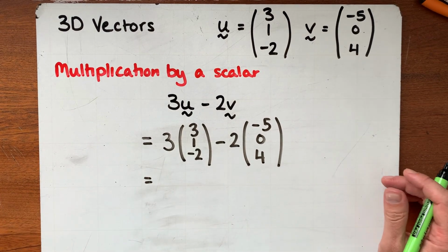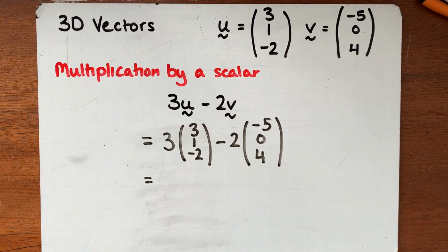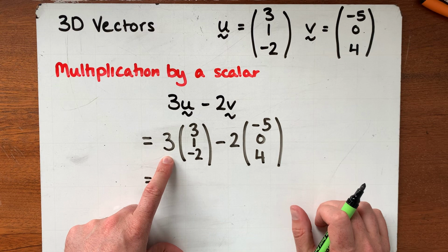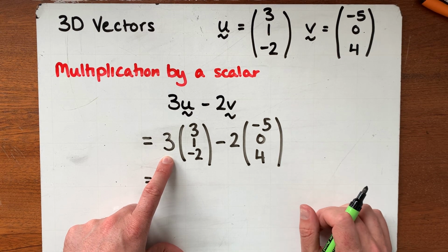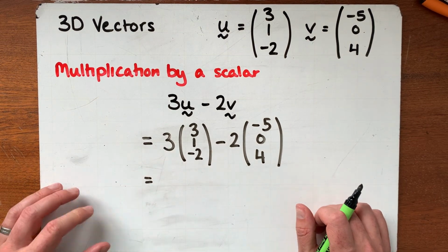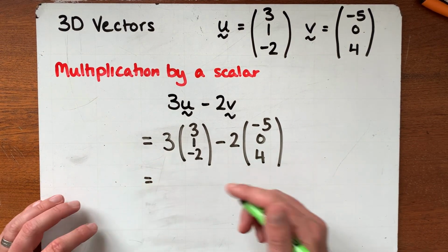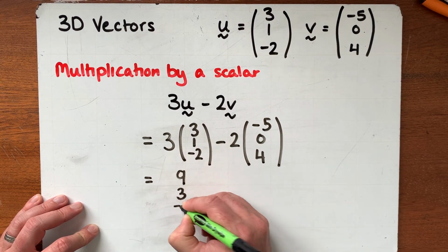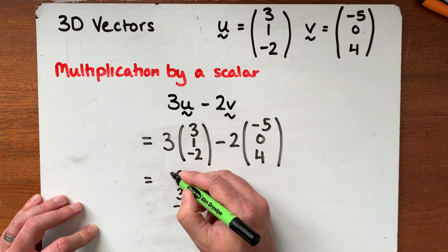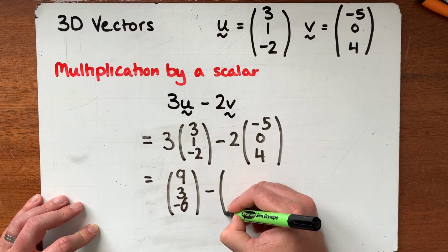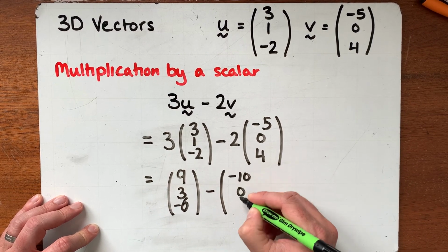Remember, we related this to the distributive law, like you're multiplying out a set of brackets where everything within the brackets gets multiplied by the value in front, this scalar. So we're going to do multiplication first, again remembering our order of operations, multiplication happening before subtraction. We go with each component multiplied by 3 in the first case, so we get 9, 3, negative 6, and for the second one we are multiplying by 2, so we get negative 10, 0, 8.